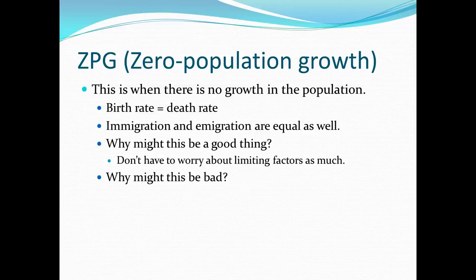This is usually considered to be a good thing because you no longer have to worry about limiting factors coming in. If you have enough food for 20 million people and you only have 10 million people, you never have to worry about having that population slide off. You can also put more resources into other things like technology rather than food production. So zero population growth is usually considered good by biologists.